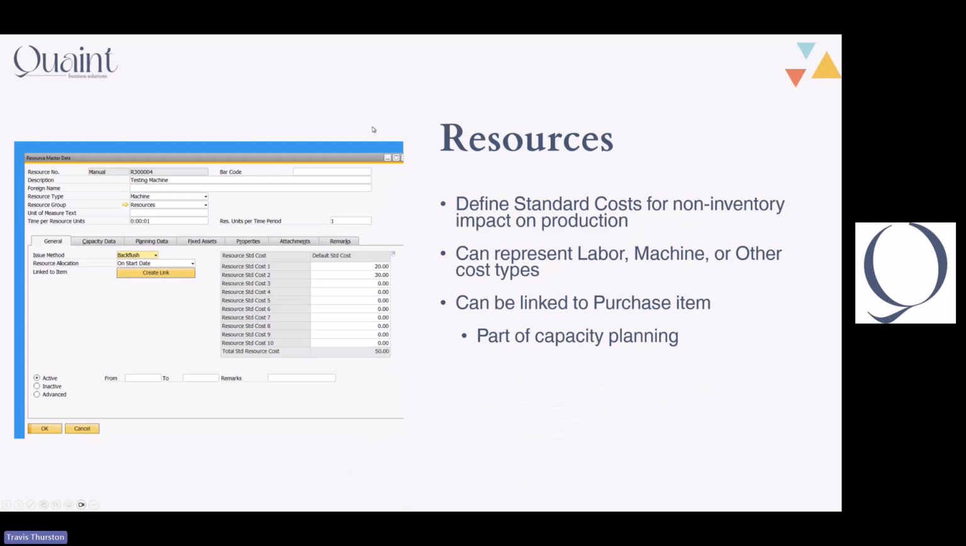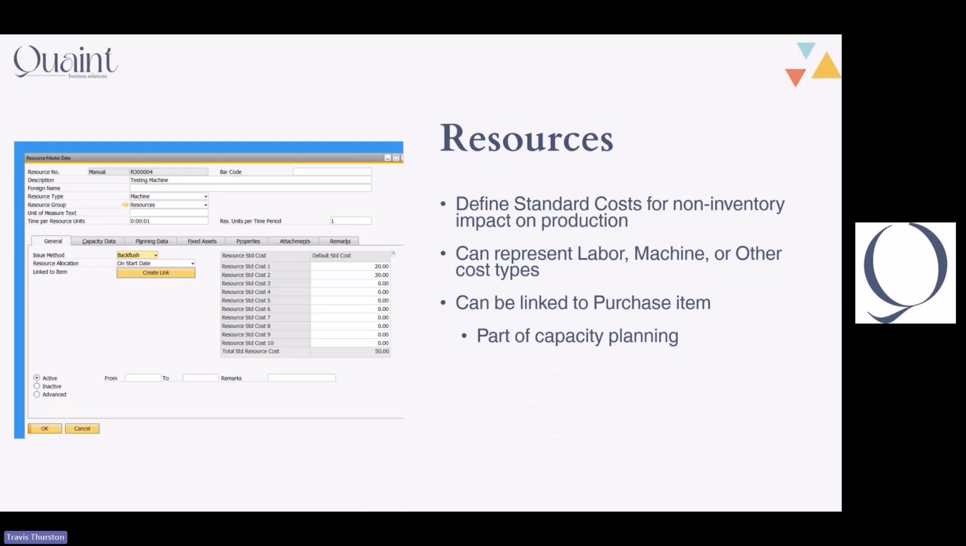Then, jumping into resources, this is a way for you to actually capture costs in SAP related to non-inventory costing. So with the item master, it's physical goods that you're going to be using in the production process. And here on the resource, this is where we're looking at machine time or labor or other types of costs that you want to include in the production value. That way you can better account for the cost of what it takes to create a part within SAP.